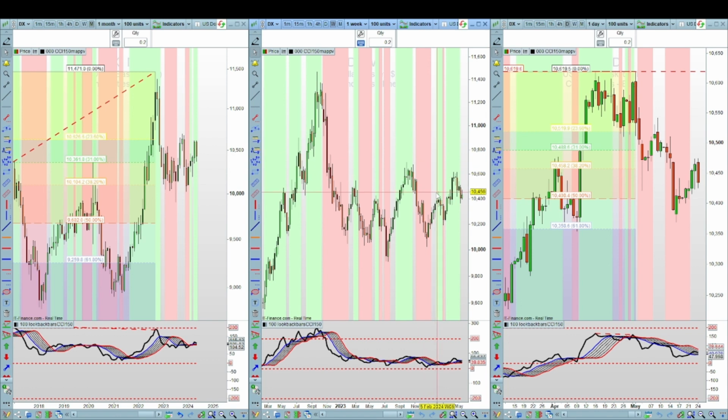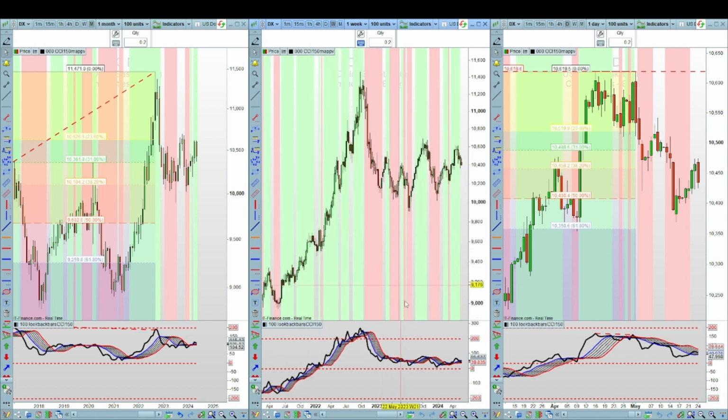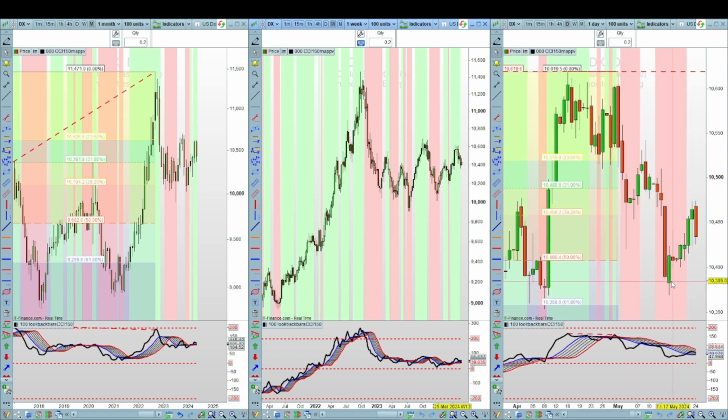On the weekly, we do have a neutral positioning. You can see there it's sitting within that moving average band of the CCI 150, and there was no divergence to talk of. On the daily, it's currently neutral. It's within the moving average band.